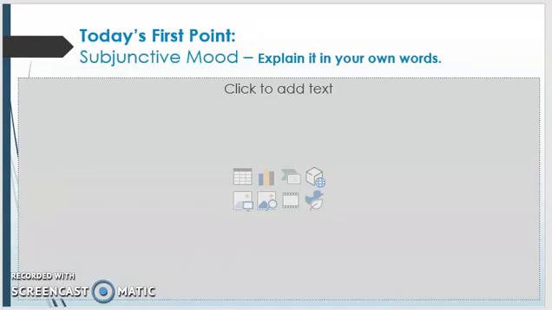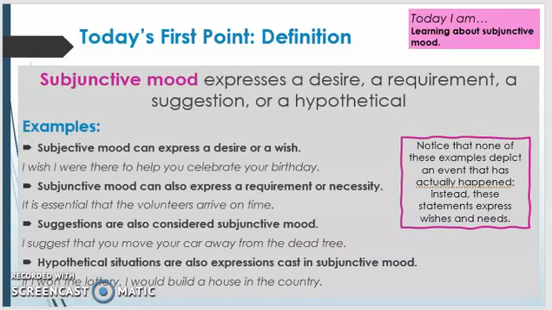Okay, so welcome back. How would you explain it in your own words? So subjunctive mood expresses a desire, a requirement, a suggestion, or a hypothetical. So here are some examples to help out. Subjunctive mood can express a desire or a wish. I wish I were there to help you celebrate your birthday.